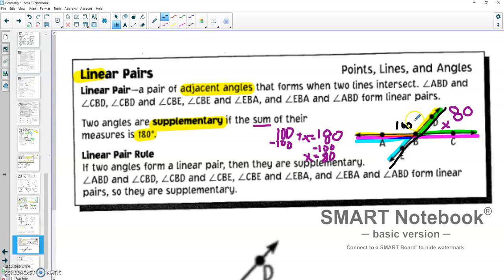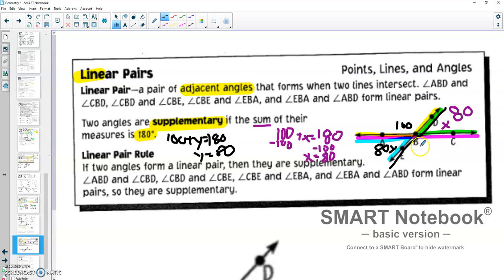Okay? So again, if this is 100, what does this have to be? Let's put a y here. If I figure that out, it's 100 plus y equals 180. And look, it's the same equation. So I know y equals 80. Interesting. 80, 80. They're opposite and they're equal.